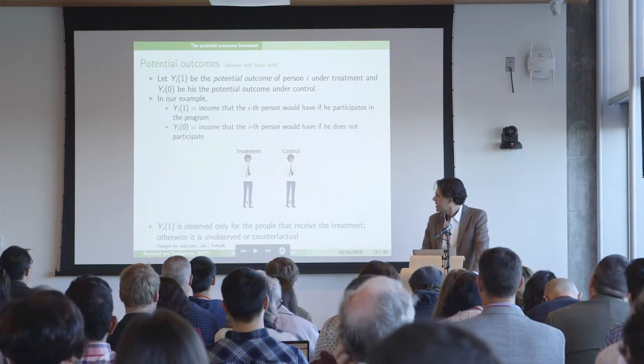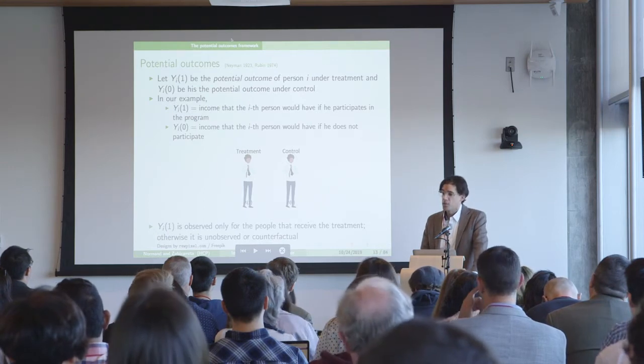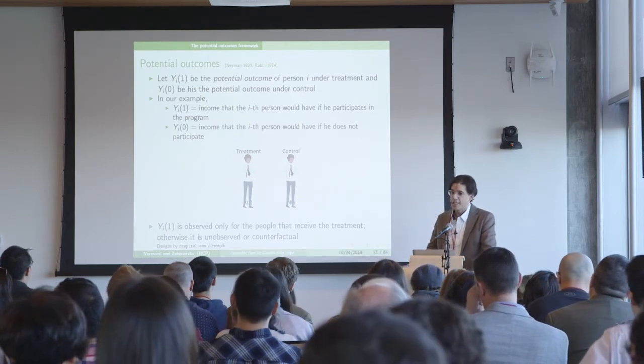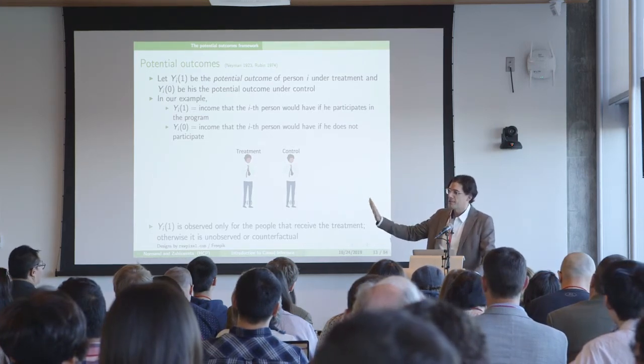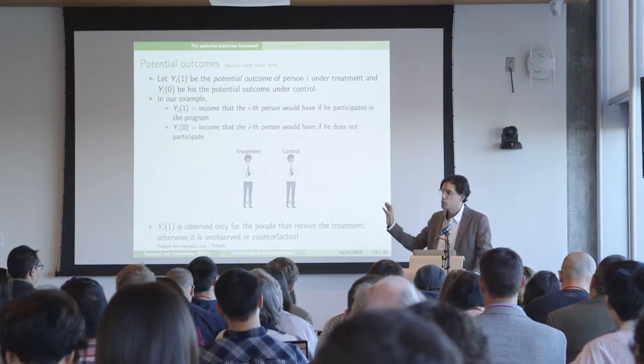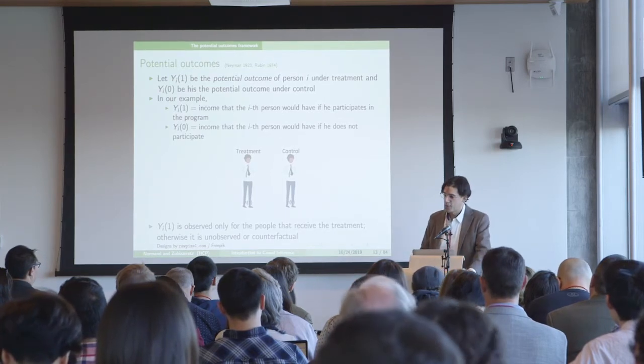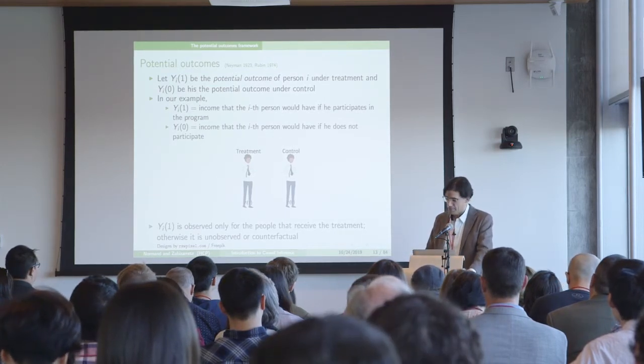The problem, of course, is that we get to see only one of these states of the world. We only get to see the outcome of the person if the person underwent treatment or if the person underwent control. We never get to see the two of them. And this is what is called the fundamental problem of causal inference.